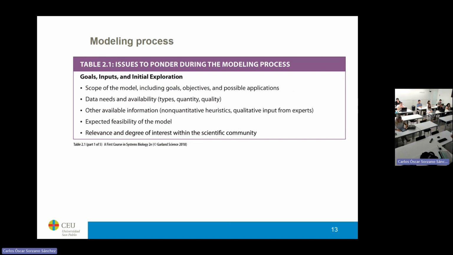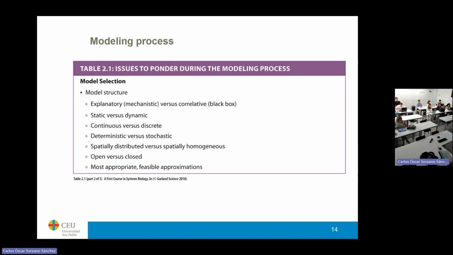So the first one is about the model itself. Which is the scope of the model, what we want to do with the model, and which are the data that we have available, what other information we have available about how that world works, and whether the model is feasible, whether it is interesting for the community, and so on. Okay, so let's start with the model selection.